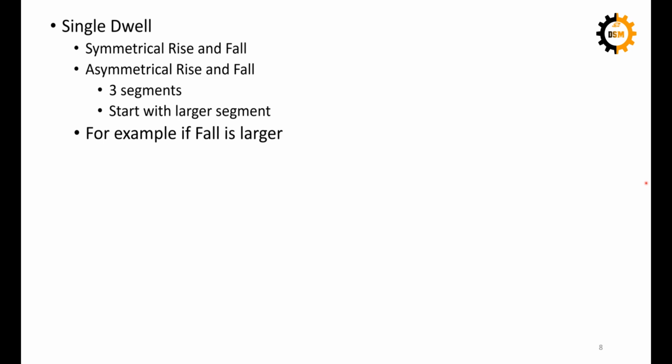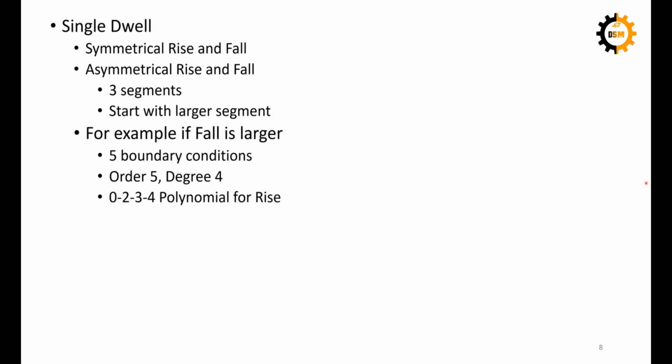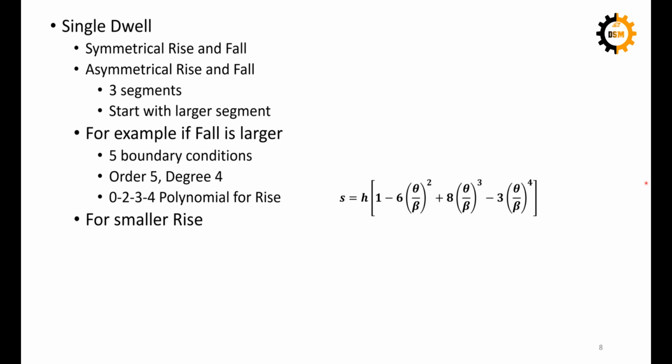So for example, if I consider an example where the fall is the larger segment, so we will start with the fall segment, and if you make it something similar with the single dwell, you will have 5 boundary conditions based on the requirements you have in the larger form, and it will have an order of 5 and degree 4. So the polynomial you will see eventually will be 0, 2, 3, 4. So the polynomial resulting will have some value like this. I haven't plotted it here because of the lack of space, because I have to add another segment.